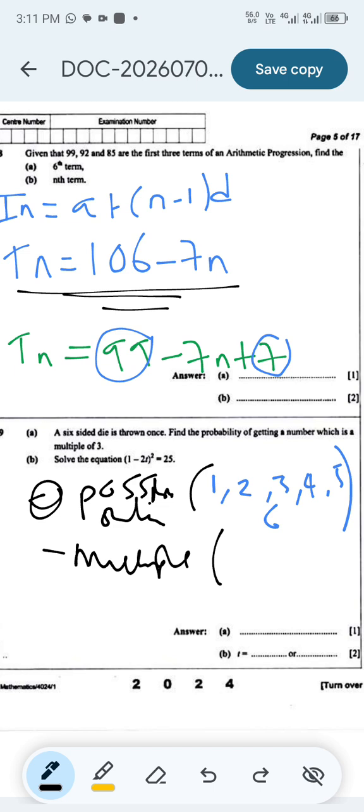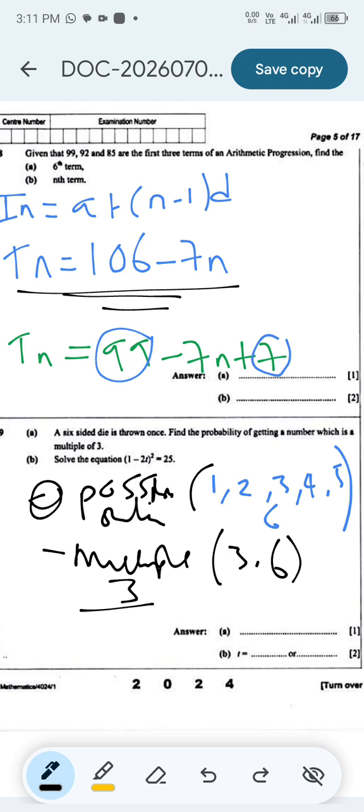What are the multiples of 3? By multiple of 3, we mean what numbers out of these outcomes can we divide by 3 without leaving a remainder? 1 cannot be divided, 2 cannot be divided by 3. So 3 can be divided by 3. Then 4 cannot be divided by 3, 5 cannot be divided by 3, it's going to leave a remainder. That's what I mean by it cannot be divided without leaving a remainder. And then 6 can be divided by 3. So how many outcomes do we have?